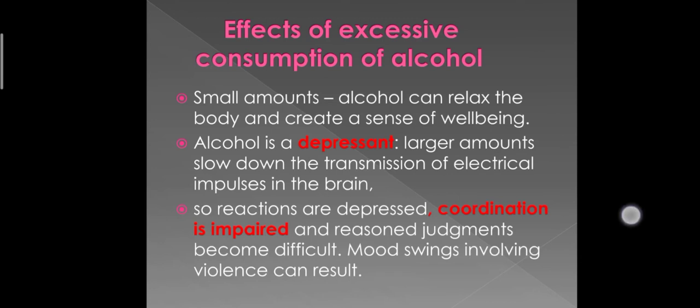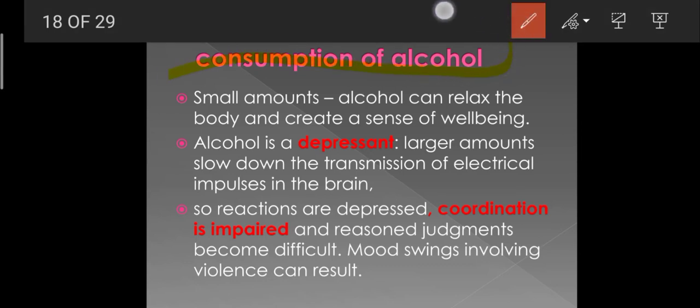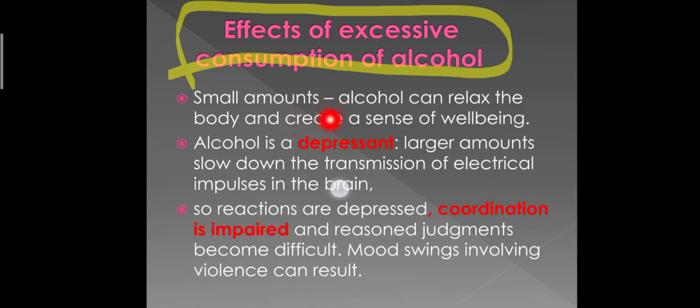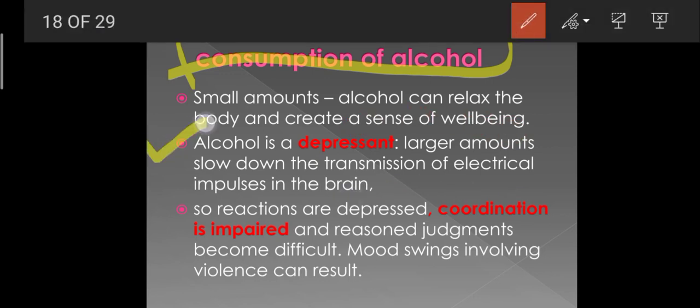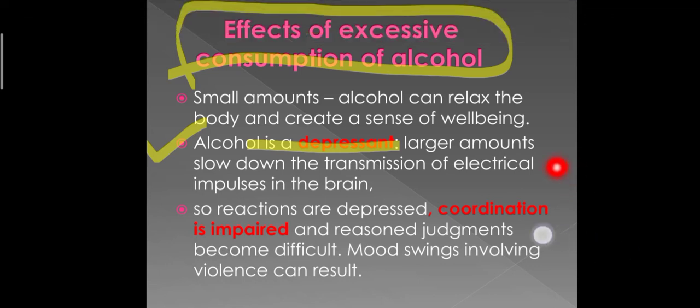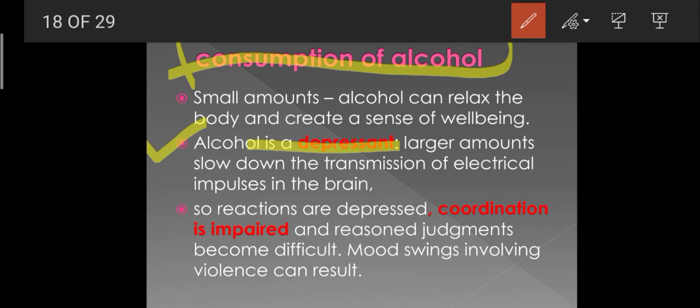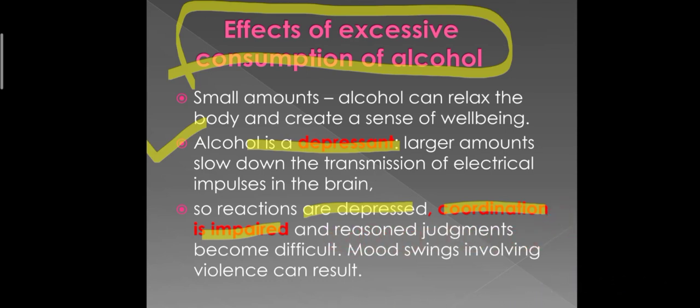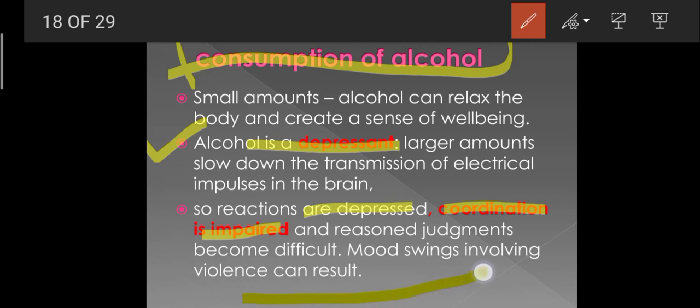Now we will discuss the effects of excessive consumption of alcohol. In small amounts, alcohol can relax the body and create a sense of well-being. Alcohol is also a depressant like heroin. Larger amounts slow down the transmission of electrical impulses in the brain. As we know, transmission of electrical impulses in the brain is important for the coordination mechanism of the body. So if it is disturbed, then the reactions of the body become depressed and coordination is impaired. Sound judgments become difficult and mood swings involving violence can result.